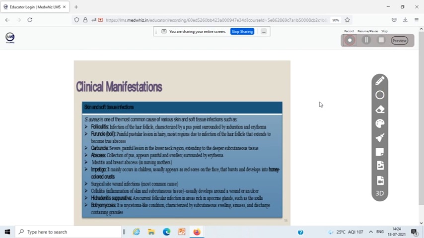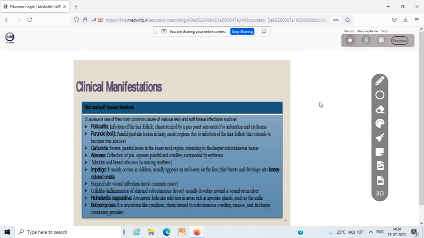Coming to the clinical manifestations, it gives rise to skin and soft tissue infections. It's the most common cause of skin and soft tissue infections. So it can give rise to folliculitis, which is infection of the hair follicle; furuncle or boil, which are painful pustular lesions in hairy and moist regions; carbuncle, a severe painful lesion in the lower neck area; abscesses, collections of pus which appear painful and swollen, surrounded by erythema.